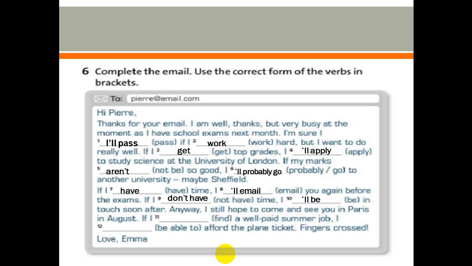I'll be in touch. Touch, but it's an idiom. I'll be in touch or keep in touch soon after. Anyway, I still hope to come and see you in Paris in August. If I find a well-paid summer job, I will be able to afford the plane ticket. Fingers crossed. Love, Emma. Fingers crossed means good luck.